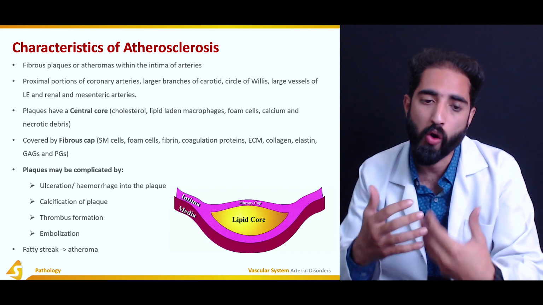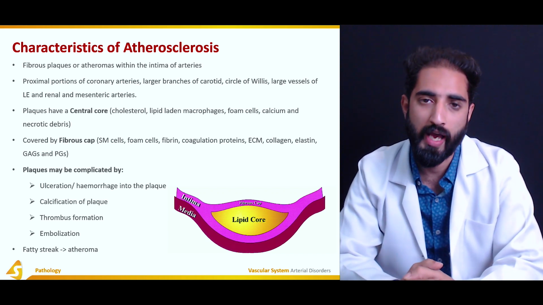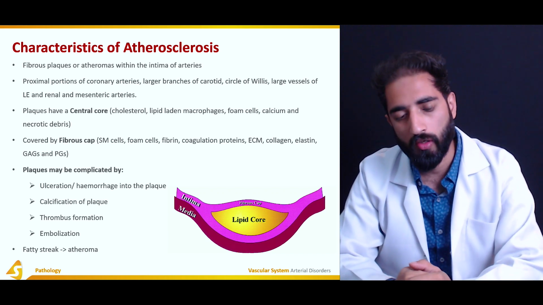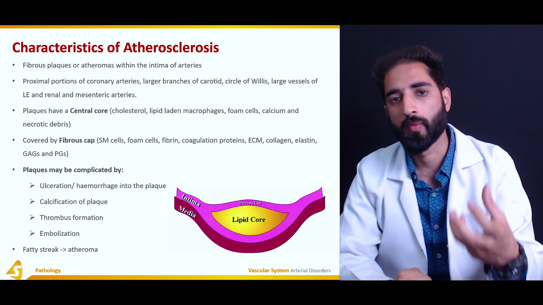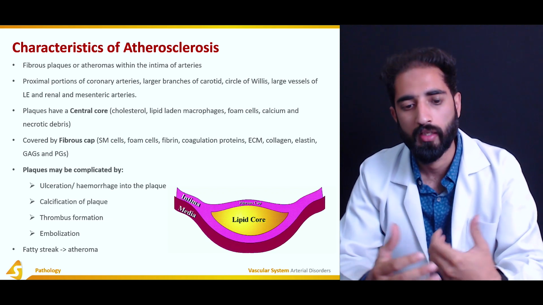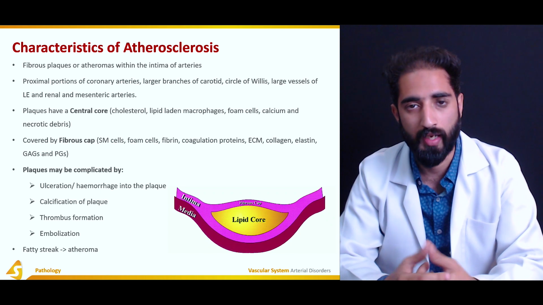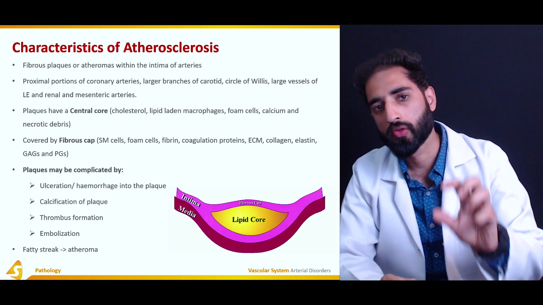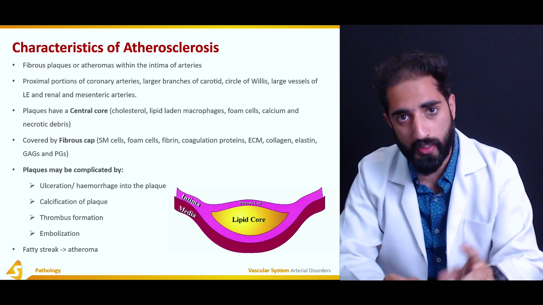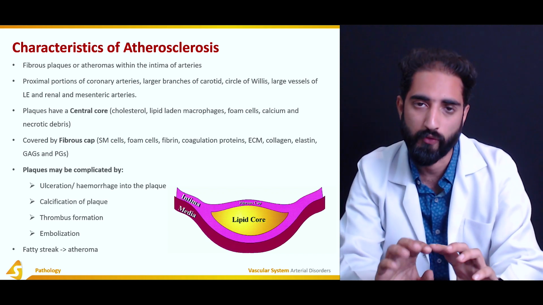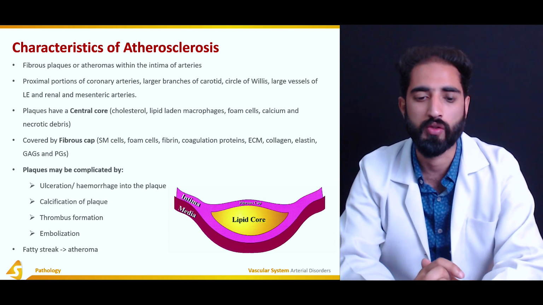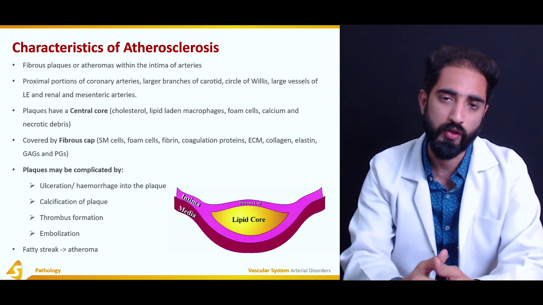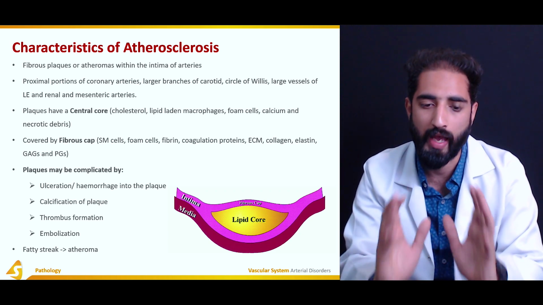Calcification of plaque can also complicate the condition, as well as thrombus formation, which would result in clotting of the blood and dislodgement of any particle, which would lead to embolization, which is a life-threatening condition. Now, it is also characterized by a fatty streak, which is the first observation in atherosclerosis, and that fatty streak then leads to the formation of a characteristic atheroma.